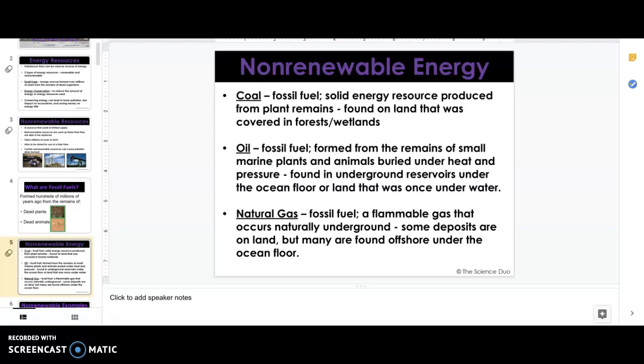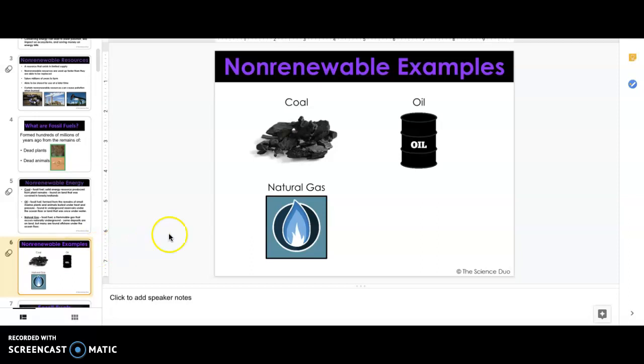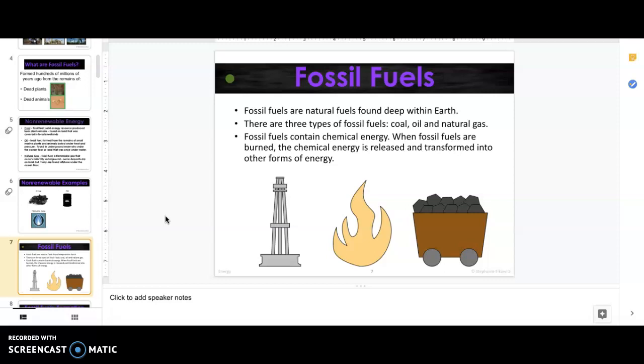Natural gas is exactly what it is. It's a gas. It's flammable. You may find it used for the propane of a barbecue or on a gas range stovetop for cooking. Some deposits are found on land, but many of them are found offshore under the ocean near the oil. So keep that in mind. As I said, this is mainly used for a lot of cooking. This is used for heating homes, and coal is used mainly for generating electricity. So these are just examples here of each one. As I said, three types.